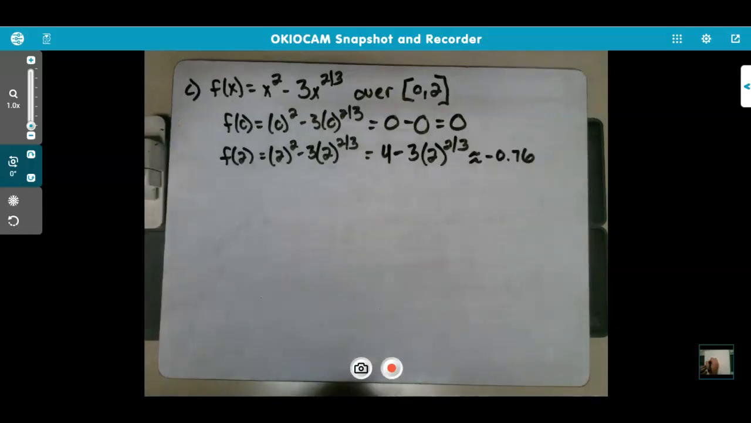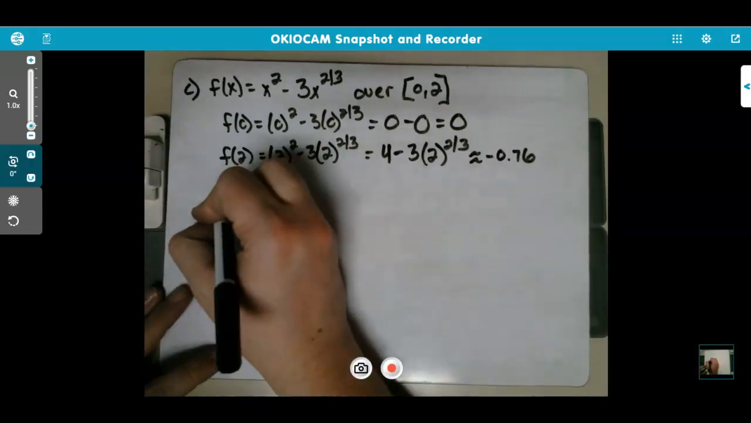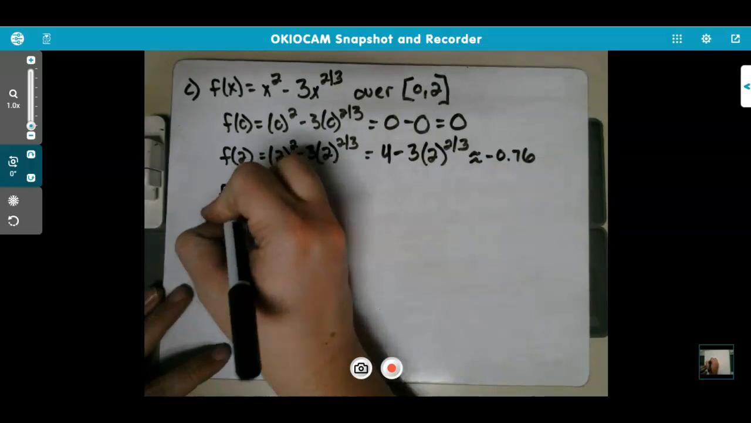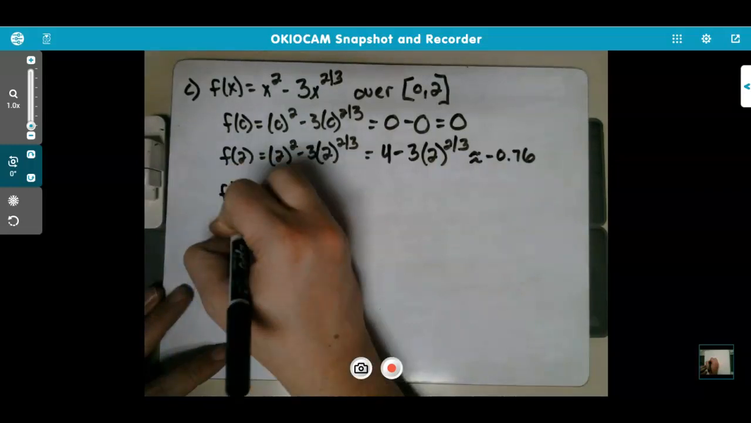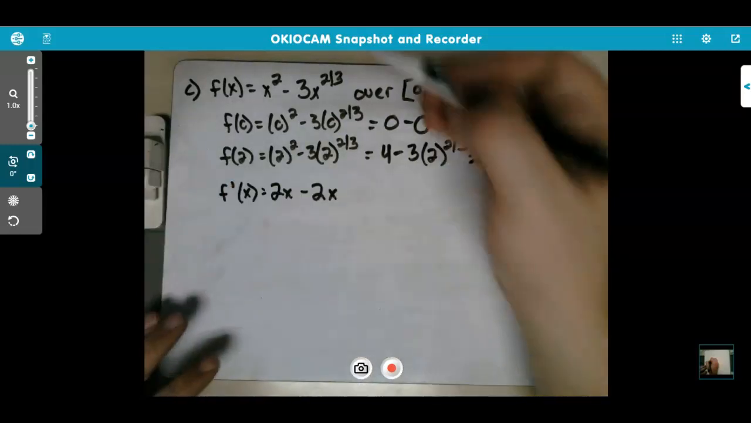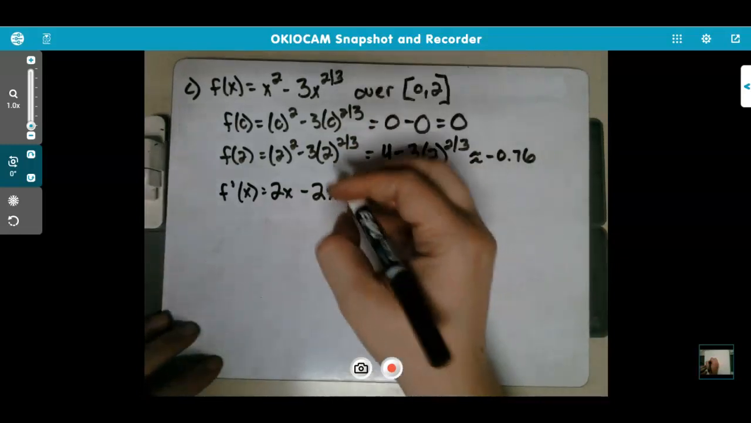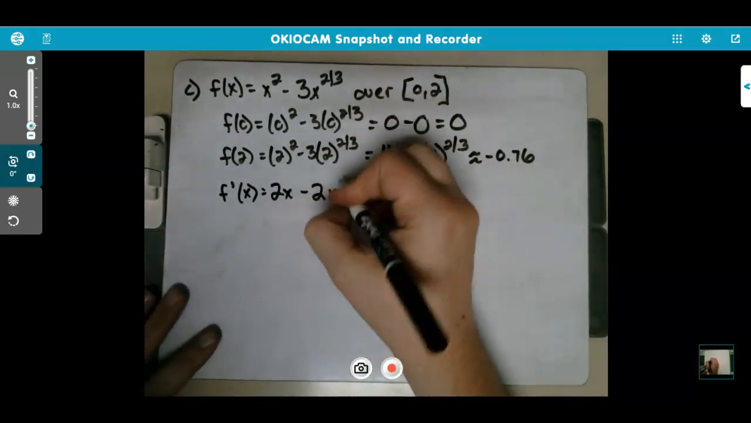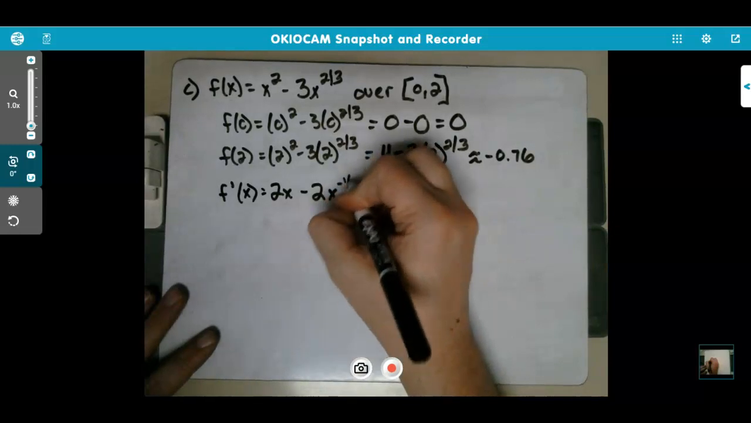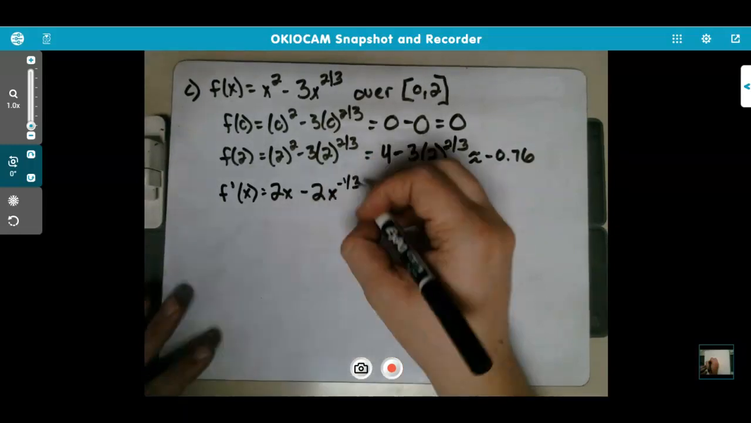So now I have to find the critical points. So we take the derivative, bring the 2 down here, and we get 2x. We've got to bring down 2/3. 2/3 times 3 is just 2. x to the power of, if we decrease this by 1, 2/3 minus 1 is negative 1/3. So to set that equal to 0, it might be helpful to write it as 2x minus 2 over x to the 1/3. And then we can set that equal to 0 and solve that.